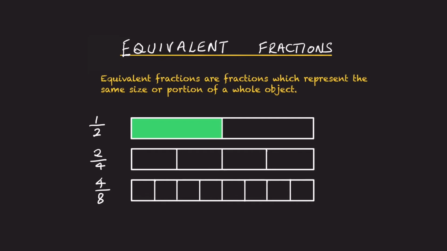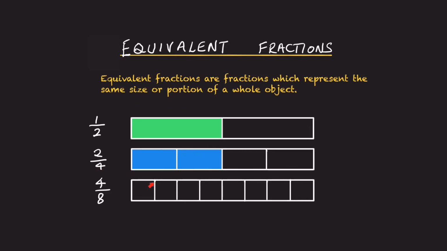Now let's look at the rectangle below. This rectangle is the same size but has been divided into 4 pieces. And what I'm going to do is colour in 2 of those pieces. So the fraction that I'm going to colour in is going to represent 2/4. And as you can see, the blue part of the rectangle and the green part of the rectangle are exactly the same size. So they must represent the same fraction. So 1/2 or a half and 2/4 must be equivalent fractions.